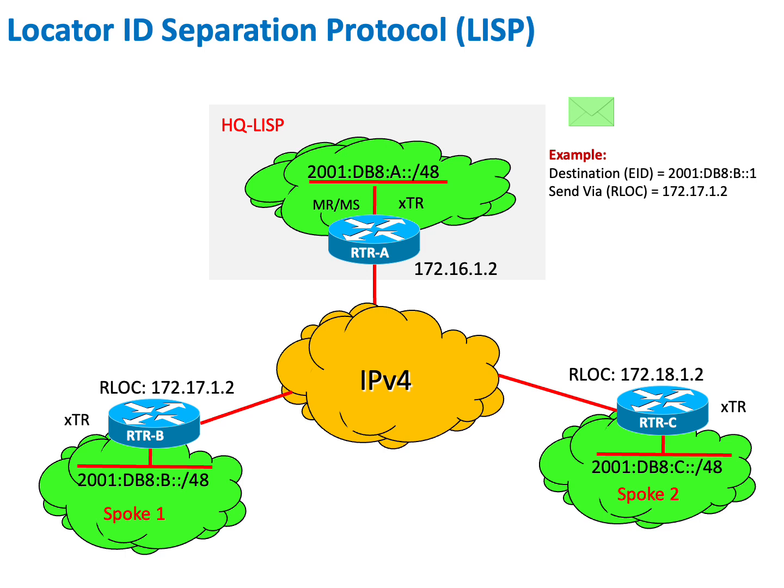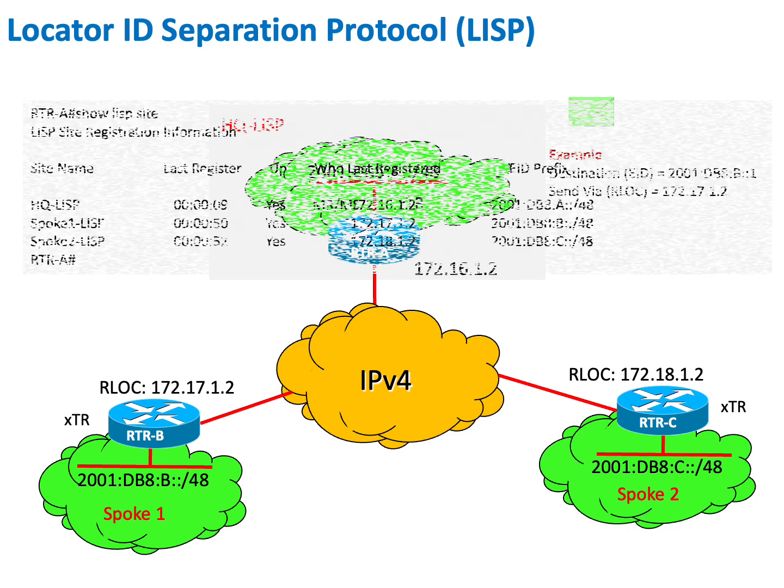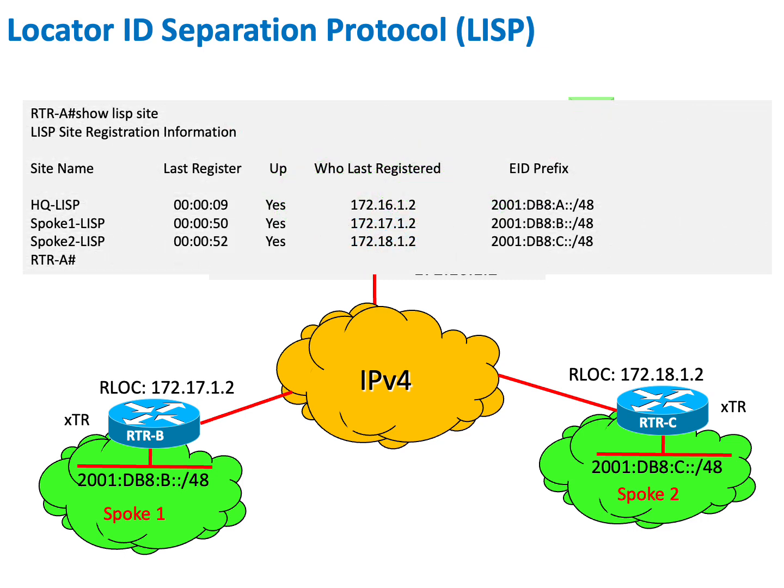initial registration. With this view, we can see a typical table within the map server map resolver. We can see that all the links are up and all three sites have successfully registered their routing locators, indicated by the IPv4 addresses. We can also see the IPv6 EID prefixes that correspond with these routing locators.